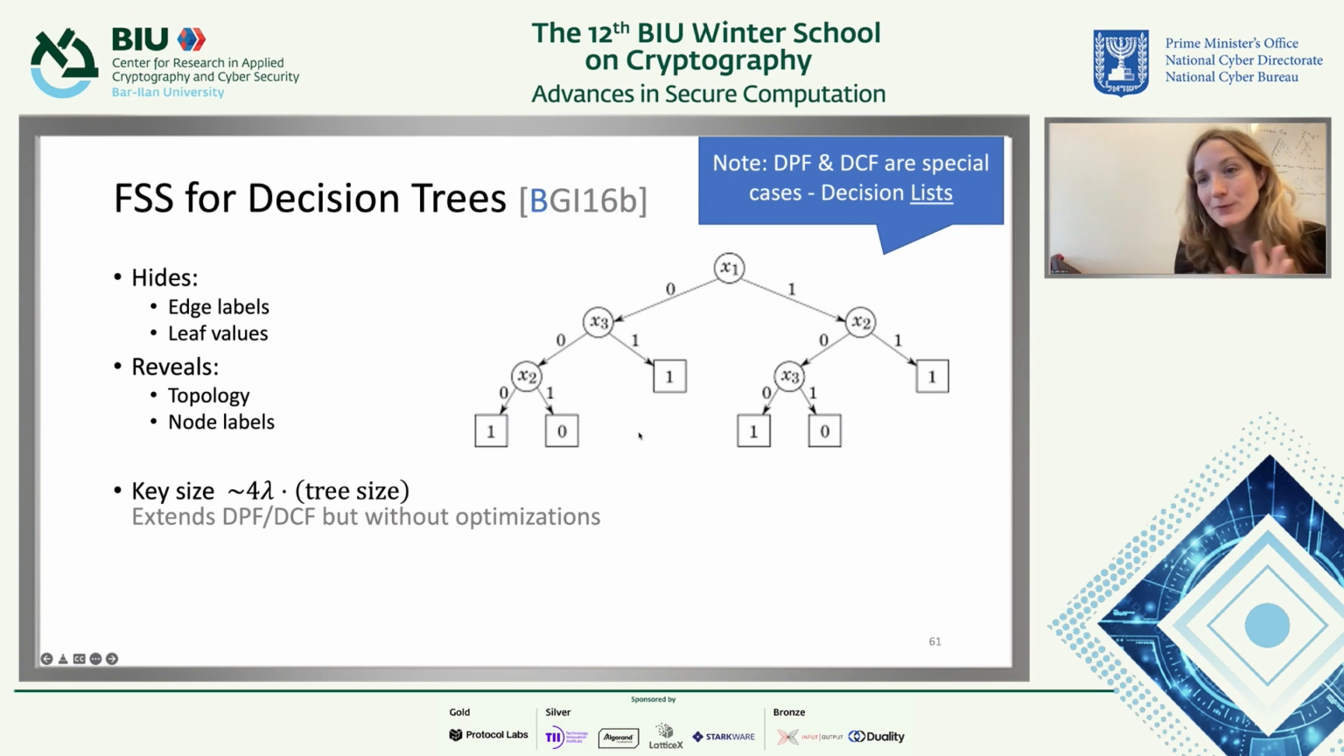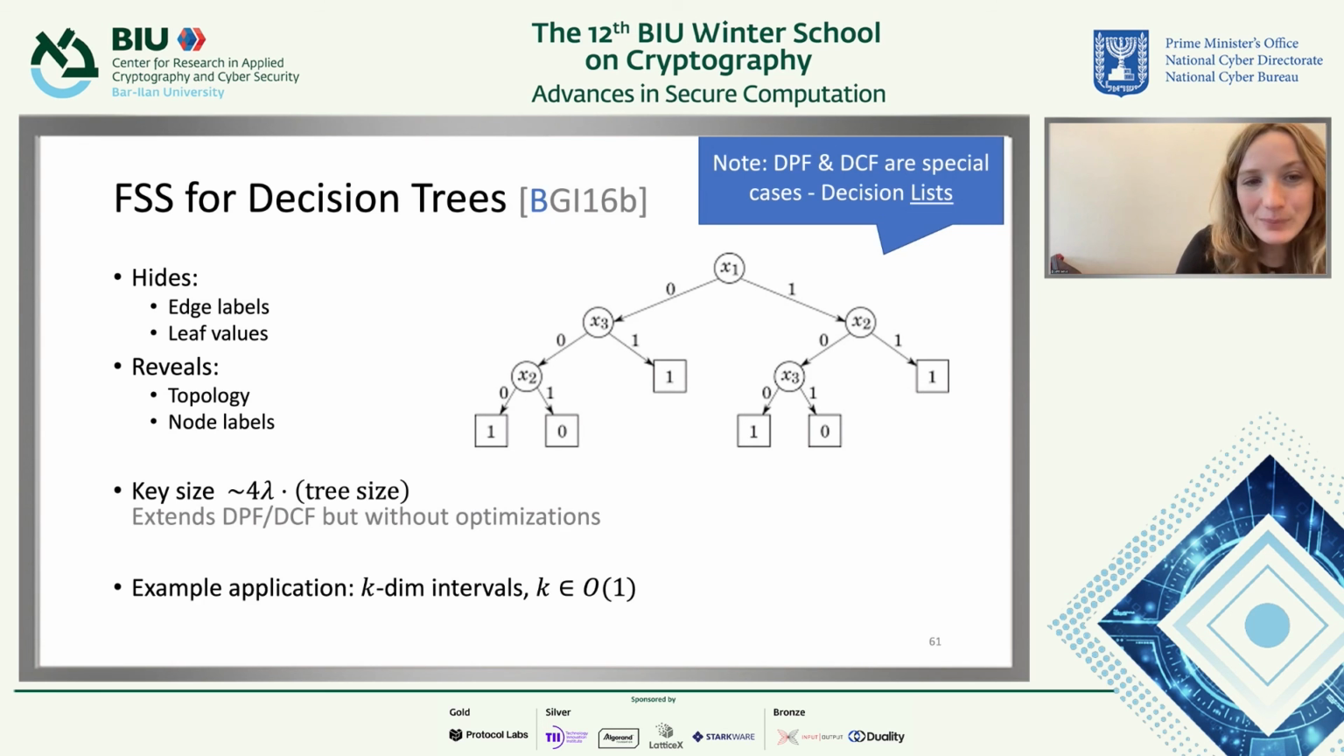It's maybe not fully satisfying in the sense that the key size is roughly 4 times lambda times the tree size. And unfortunately, also the computation time: if I'm evaluating on a single input, you still have to touch all the nodes of this tree. By the way, this 4 times lambda might look familiar. This construction is roughly a generalization extending our original non-optimized construction of DPFs. Unfortunately, the optimizations don't quite work here because it's a slightly more general case. But there are potential applications here.